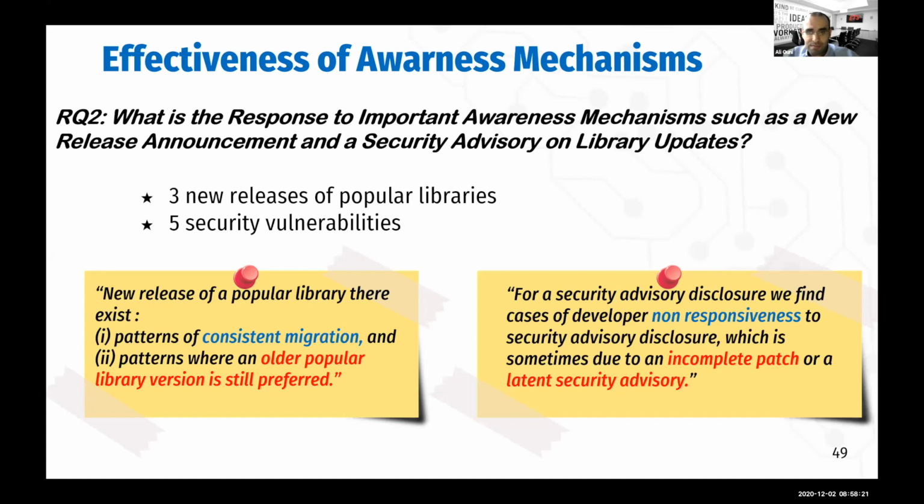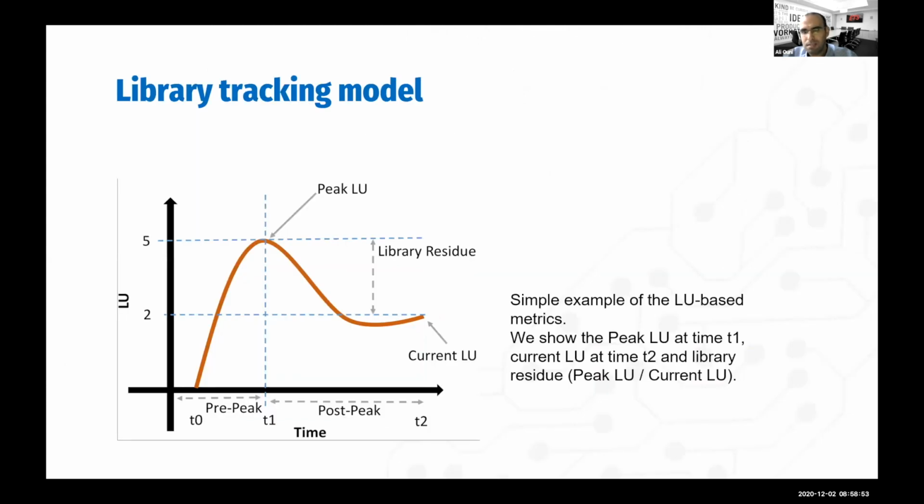And also it was very surprising that we found that developers are generally non-responsive, even with security advisories. They tell you that your library is not secure, you have security vulnerabilities, but developers are not willing to update, which is sometimes due to maybe an incomplete patch in a new version of the library, so developers wait for a more stable version, or a later security advisory. These are some of the patterns that we found, and I think I can skip them because we don't have enough time to talk about them.